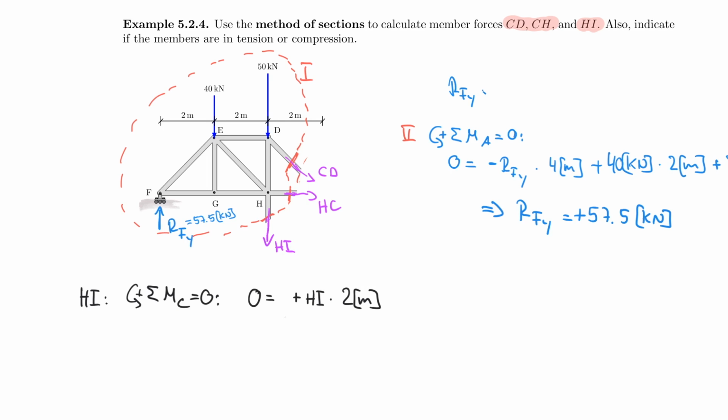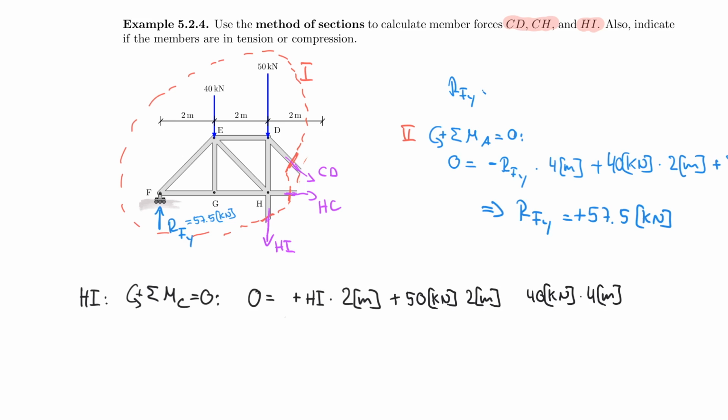Now I have to include all the other ones. So let's start with the 50 kilonewton, which also has a lever arm of 2 meters. So 2 meters is turning also positive. Then I have the 40 kilonewton, which has to be multiplied by 4 meters.